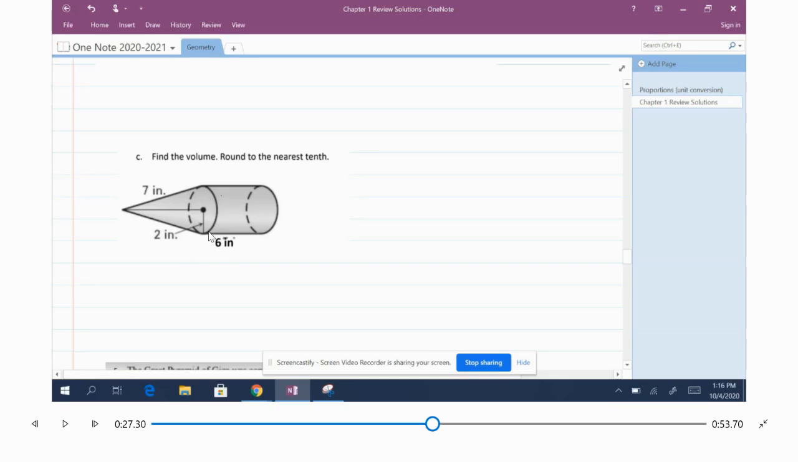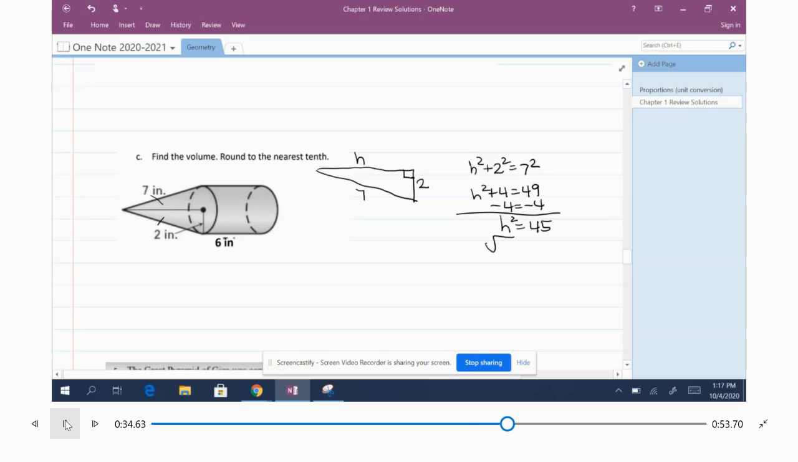So the height's technically your distance between your 2 bases. So for the cylinder, the 2 bases are the circles. So the height's actually 6. First, we have to calculate the true height of the cone. So that's the square root of 45. So 1/3 pi r squared times h for the cone.